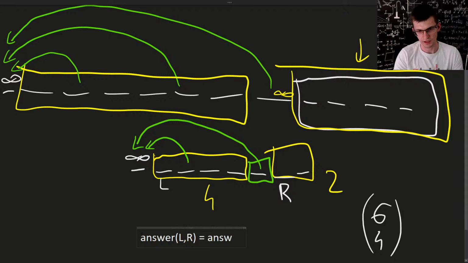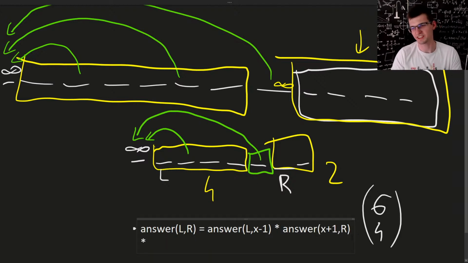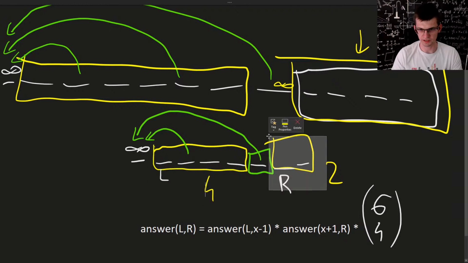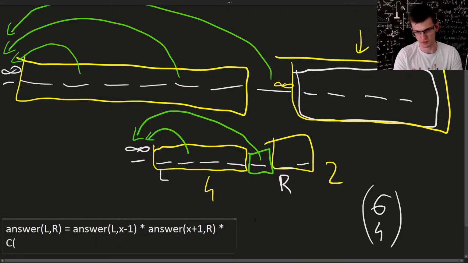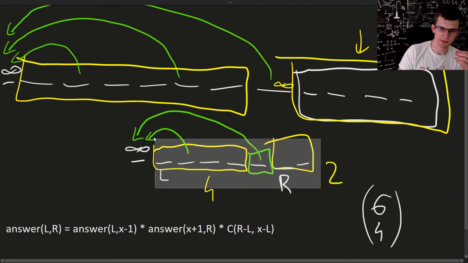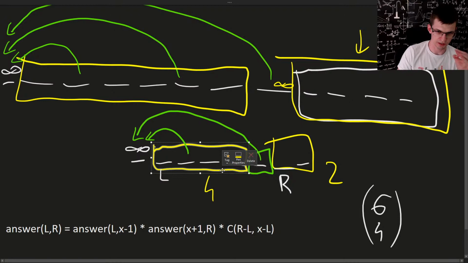So, answer of LR is answer of L, x minus 1 times answer of x plus 1, comma R, where x is this rightmost green arrow pointing towards L minus 1, times this 6 choose 4 binomial coefficient, where this, of course, comes from the size of this yellow part and this yellow part. So formally it will be what? Choose of, I think, R minus L, comma, L minus x minus L plus minus 1. How many elements there are in total in those 2 yellow areas, comma, out of them we choose those elements that will go to the left interval.